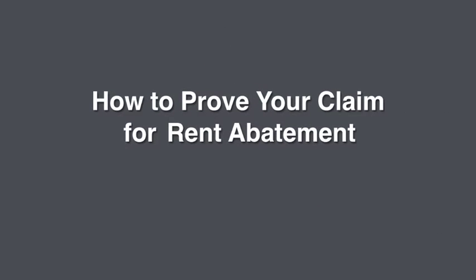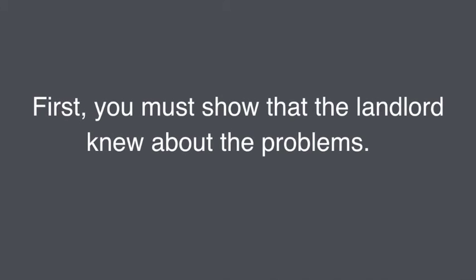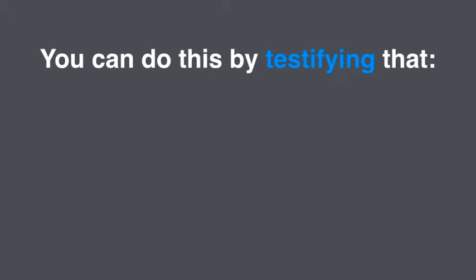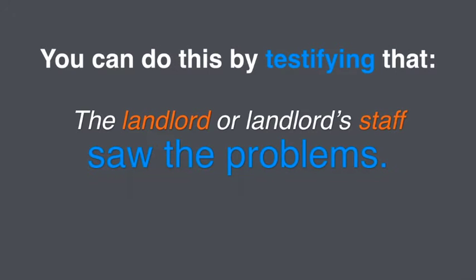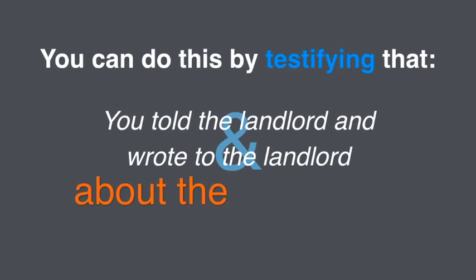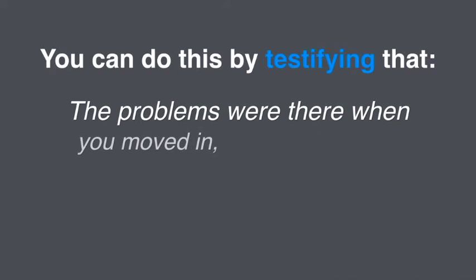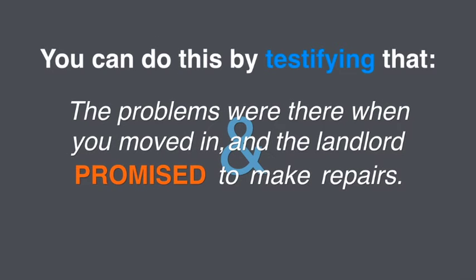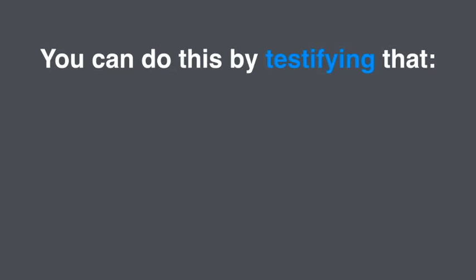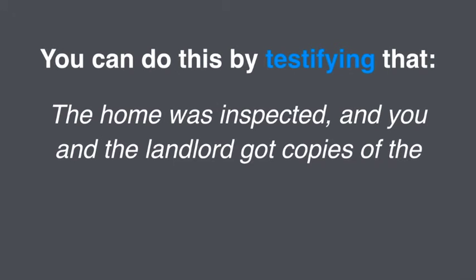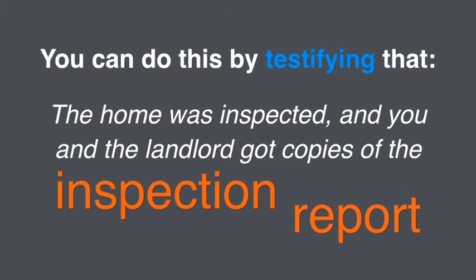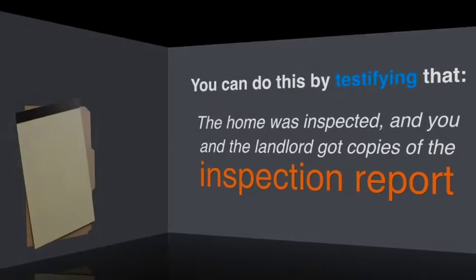How to prove your claim for rent abatement. First, you must show that the landlord knew about the problems. You can do this by testifying that the landlord or the landlord's staff saw the problems. You told the landlord and wrote to the landlord about the problems. The problems were there when you moved in, and the landlord promised to make repairs. The home was inspected, and you and the landlord got copies of the inspection report.